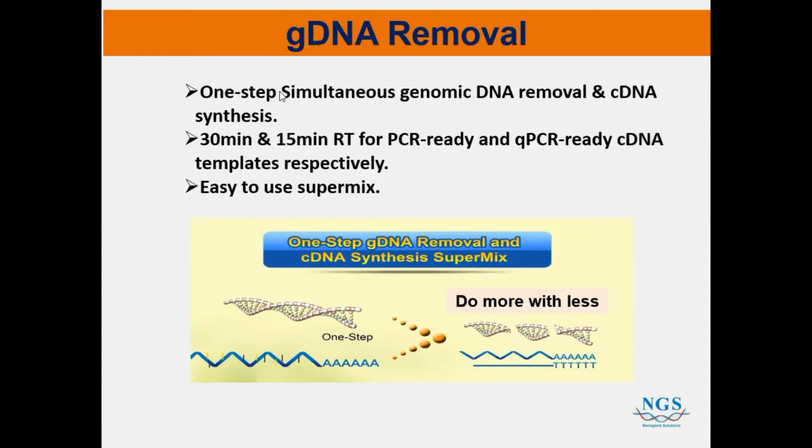So our special feature here is that we combine these 2 in 1 step, which means when you add your extracted RNA into the tube, into our reagent, it will remove the genomic DNA, okay, and at the same time, simultaneously, it will convert them to cDNA. This is because the gDNA removal will only target your double-stranded DNA. It will not interfere with your single-stranded RNA. So it requires 15 to 30 minutes to have the cDNA templates done. So this is what we call do more with less. Okay, it is a 2-in-1 step.